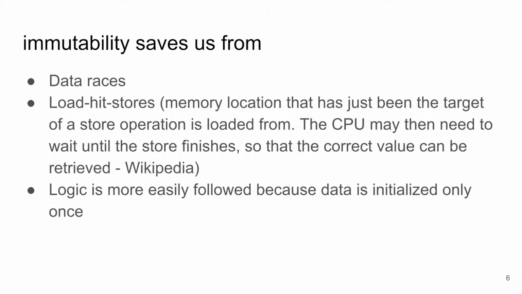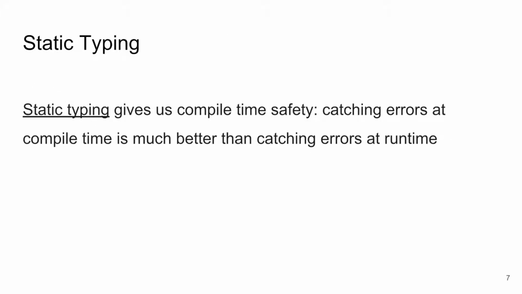First, let's talk about immutability. How is immutability useful? Let's think about this for a moment. If your data is immutable, you eliminate race conditions and locks. And logic is more easily followed in the code because your data is initialized only once. With static typing, what you get is the fact that you can catch errors at compile time. Would you prefer to have your code error at runtime or at compile time? Compile time is much better.